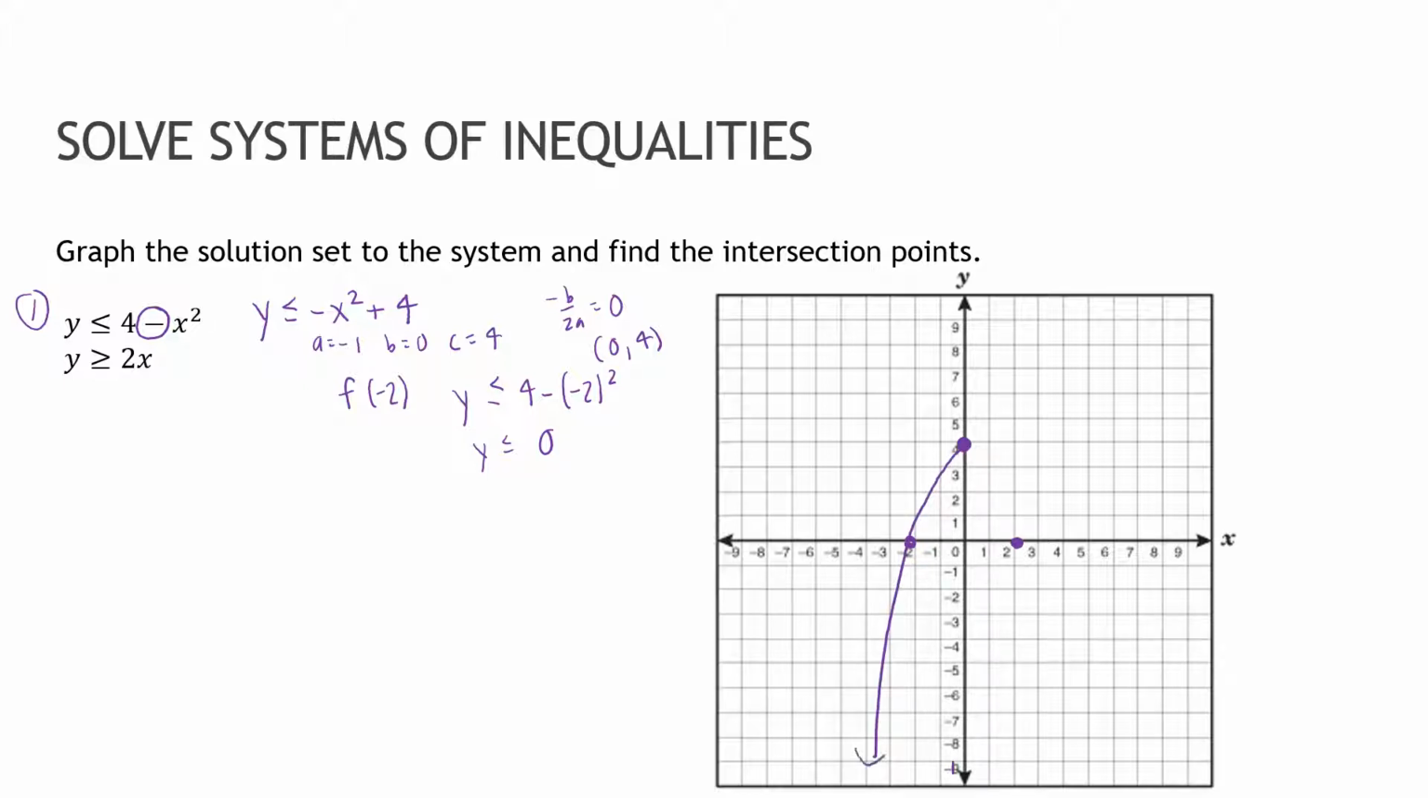This is a solid line because it's less than or equal to. So essentially that's what my graph looks like, give or take. My other one, obviously much easier because it's just a line. I'm going to start at 0. I'm going to use up 2 over 1 or down 2 to the left 1. You get the idea. This guy is also going to be solid.